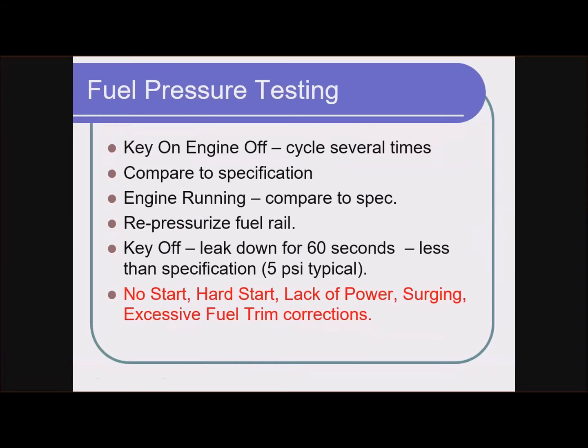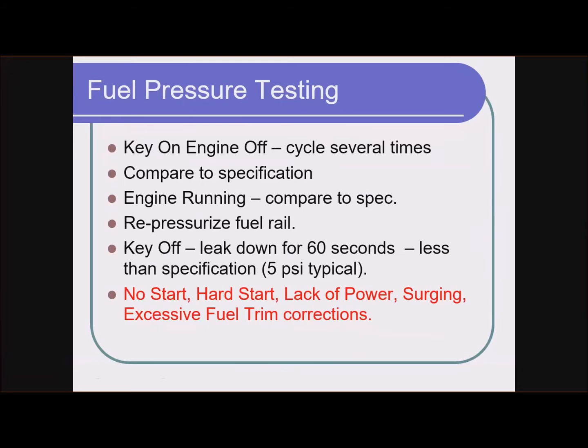So what you do is you pressurize the fuel rail to its full pressure by cycling the key several times, key on, engine off. Then you shut the key off and watch. On a good vehicle, the pressure loss should be 5 psi or less when you wait for a full minute, 60 seconds.